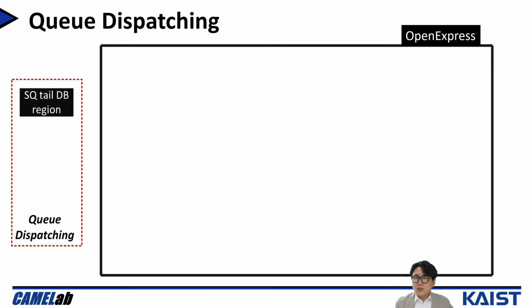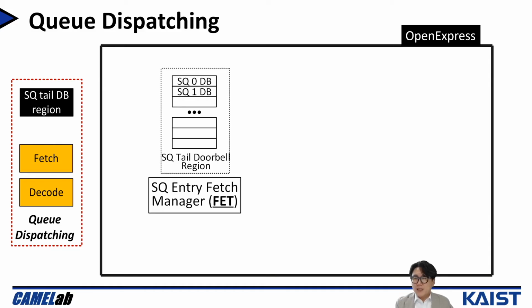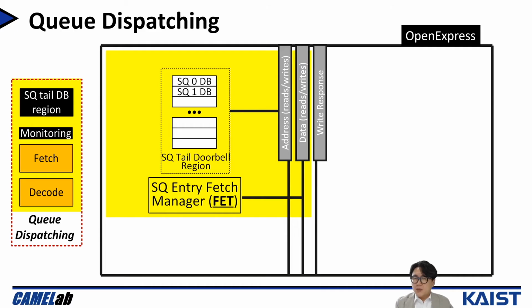For doorbell registers, OpenExpress exposes a set of doorbells called a region to the host. For NVMe command fetching and I/O parsing, OpenExpress allocates a FEM, standing for SQ Entry Fetch Manager. To monitor an update of the doorbell region, the fetch manager snoops the AXI bus that consists of address, data, and acknowledge channels.